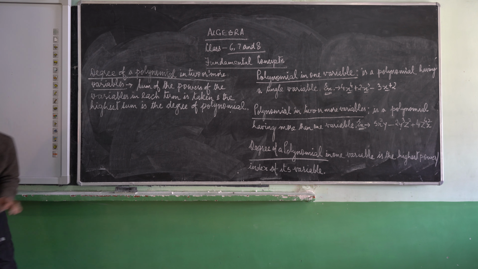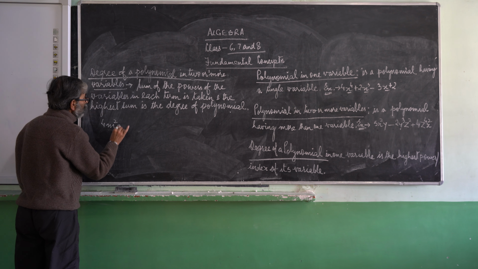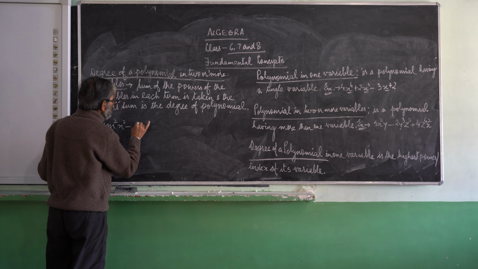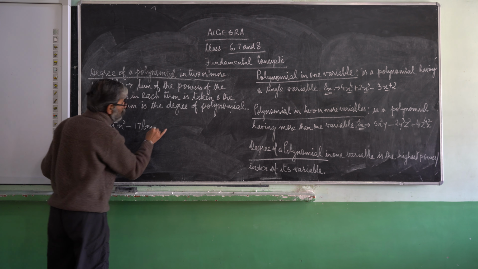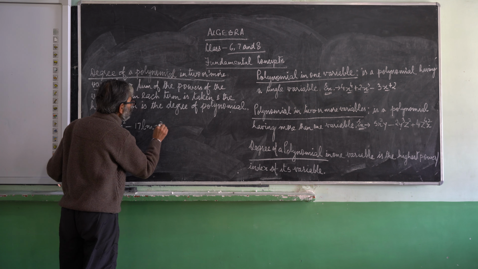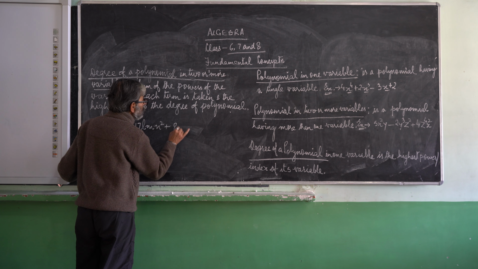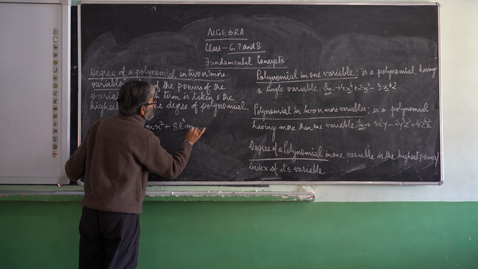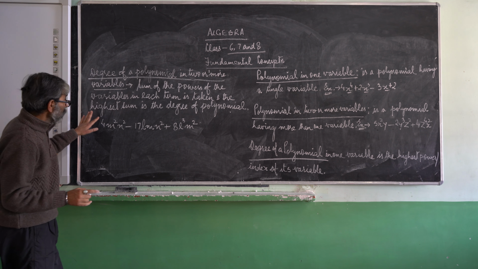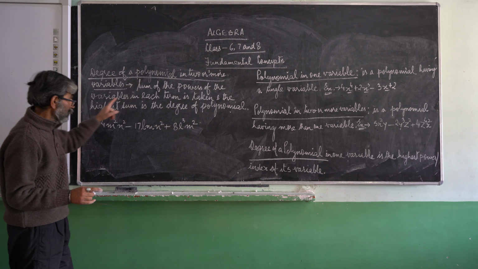Example I am taking: 4m square n square minus 17 l m n square plus 8 l cube n square. Now the definition says sum of the powers of the variables in each term is taken and the highest is the degree of the polynomial.